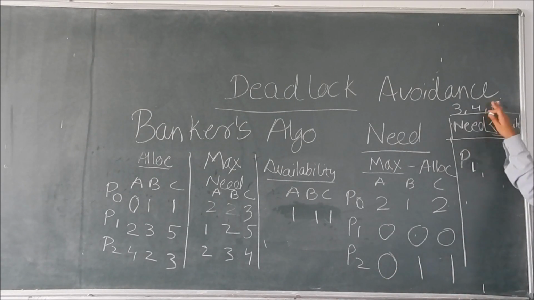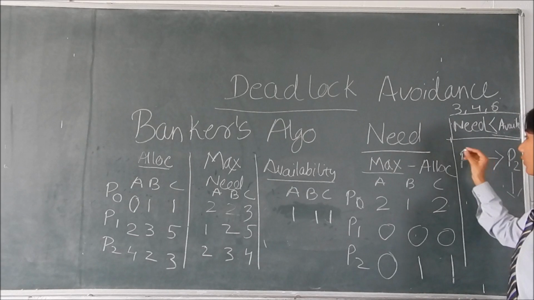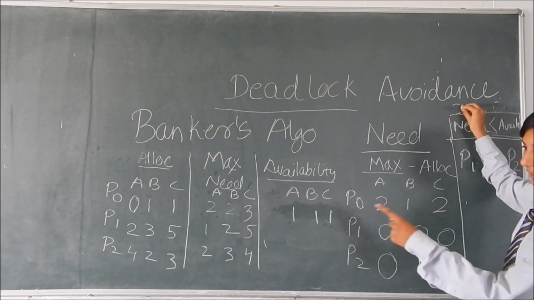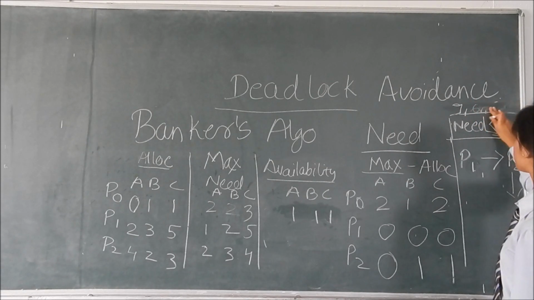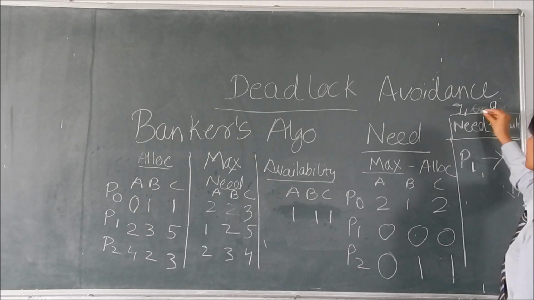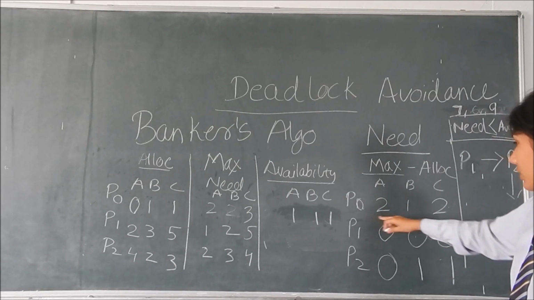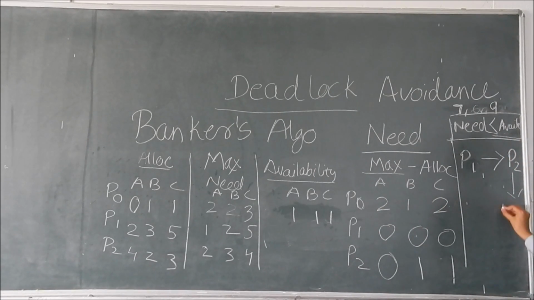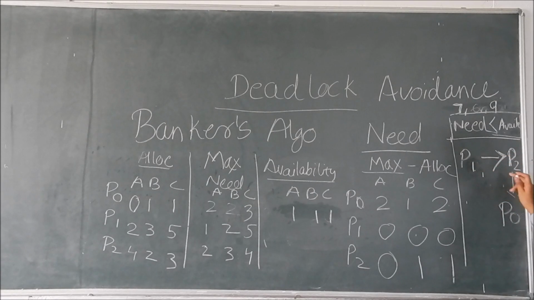Obviously P2 is satisfying this condition. So next it will execute P2. And now when P2 is completed, the allocated resources will get added up to this. So now we will be having 3 plus 4, 7, 4 plus 2, 6 and 6 plus 3, 9 resources of A, B and C. Now let's check the condition for P0. It is satisfying the condition. So the last one will be P0. In this way we can avoid deadlock by using this particular algorithm, and each process will complete in some particular time.